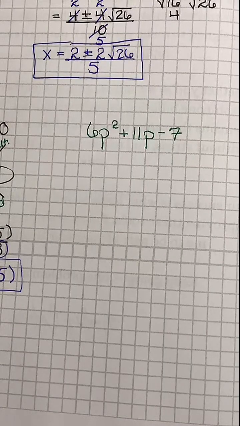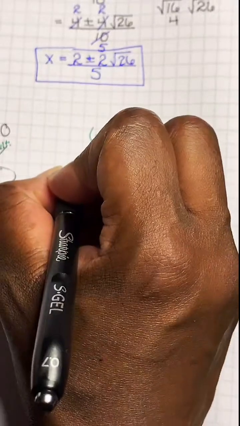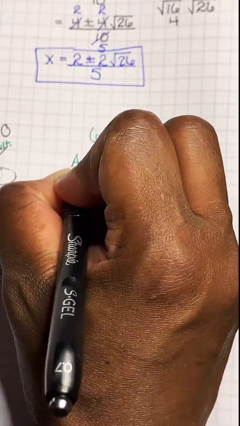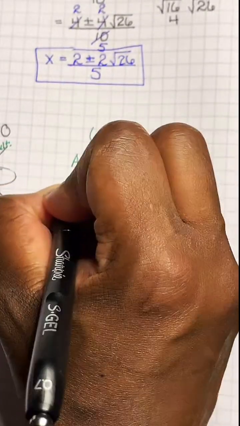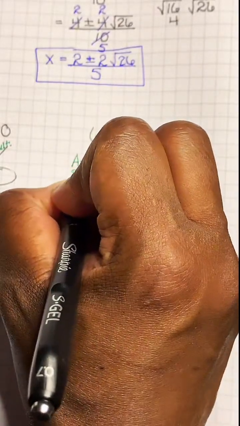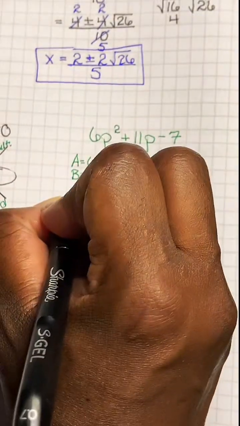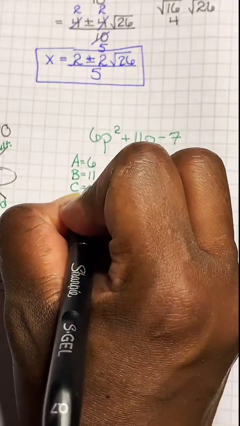Why isn't there an equals on this? Because we're not solving. It's not an equation. All we're doing is factoring. We're just simplifying. So we have our A is 6. Our B is 11. And our C is negative 7.